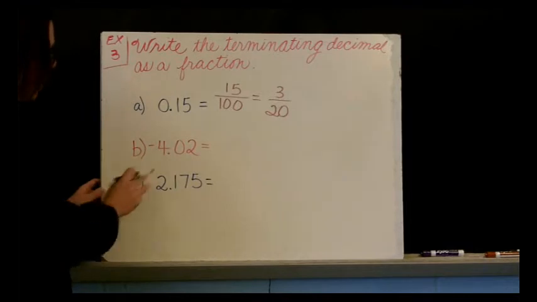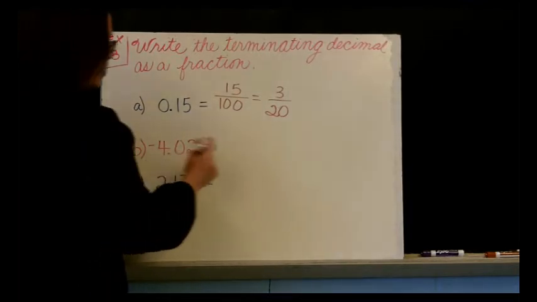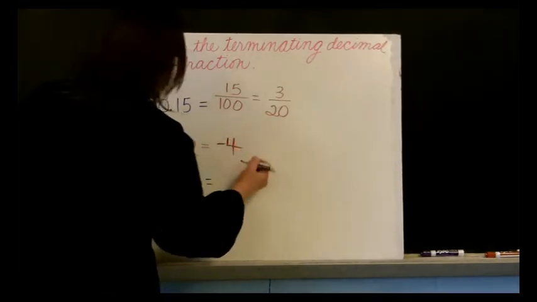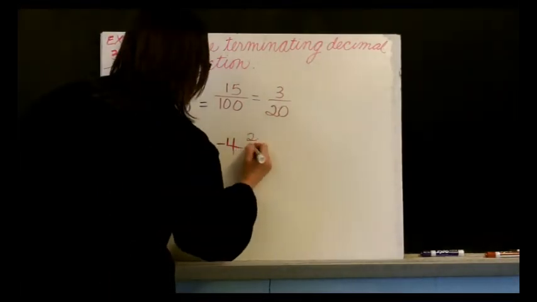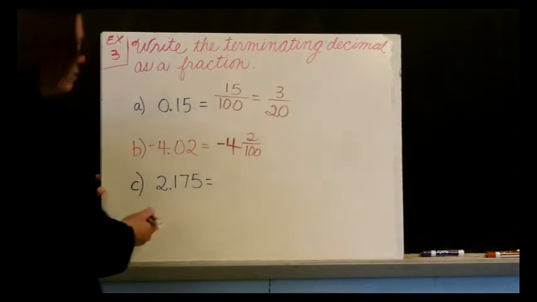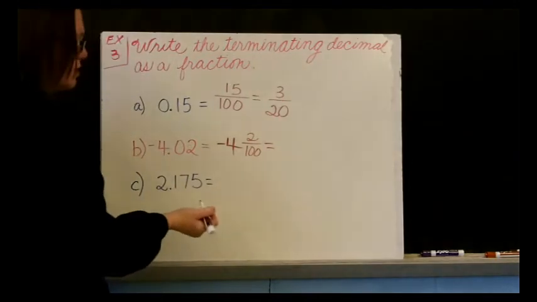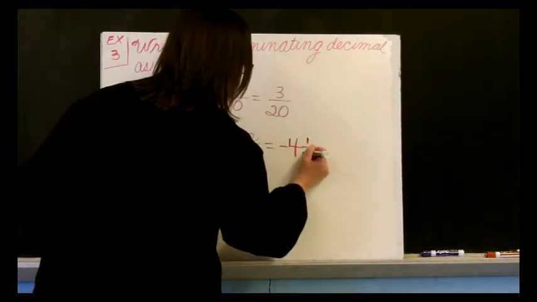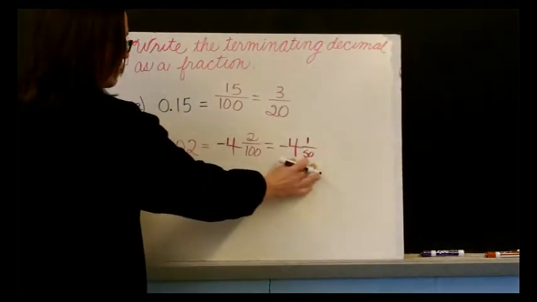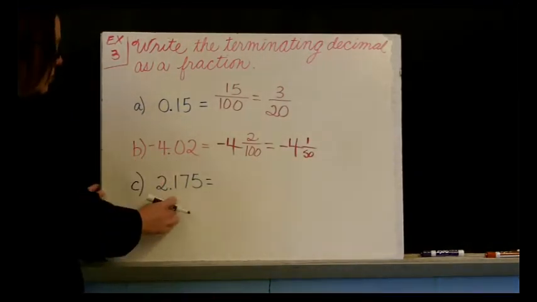Let's take a look at this. When we read this, we say -4 and, because that's what the decimal means, 2 hundredths. And we're going to write it, quite frankly, exactly the way that it sounds. -4 and 2 hundredths. And I see that both 2 and 100 are even numbers, which means that can be simplified. Our final answer is -4 and 1/50th. And this is the fraction equivalent to this decimal, -4.02.